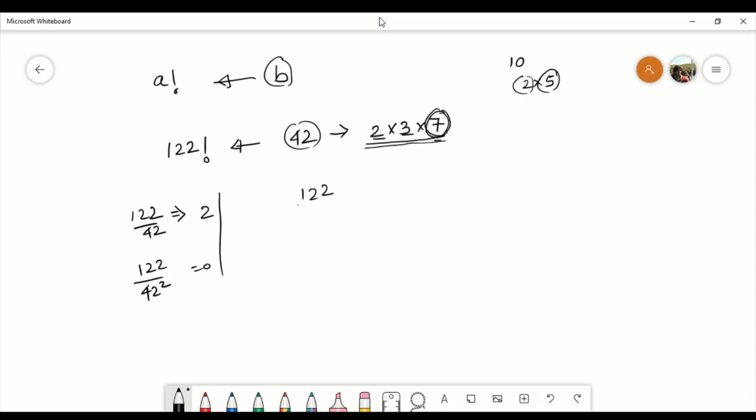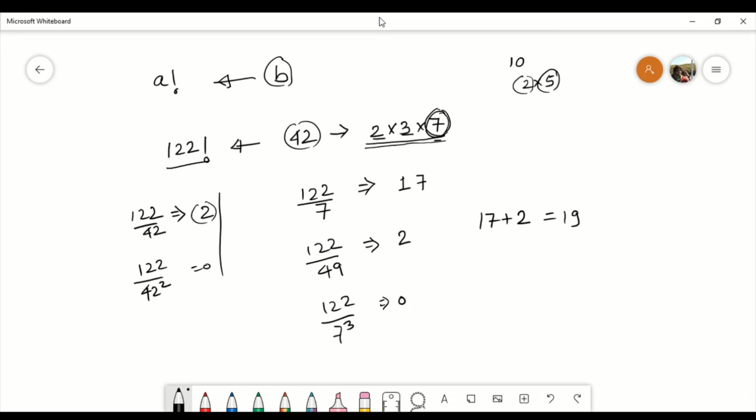So again we have to find 122 upon 7, which is 17, 122 upon 49, which is 2, and then 122 upon 7 cube, which is 0, right? So the total will be 17 plus 2, which is 19. So the maximum power of 42 that will divide 122 factorial is 19, whereas in the earlier approach we were getting 2, which is completely wrong. So this is the correct solution.